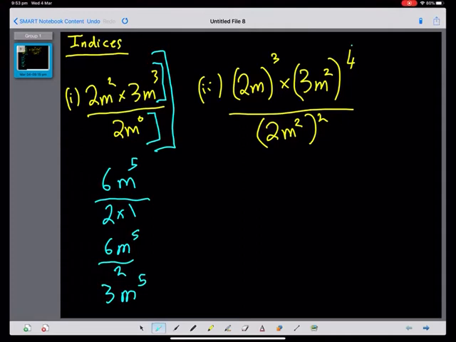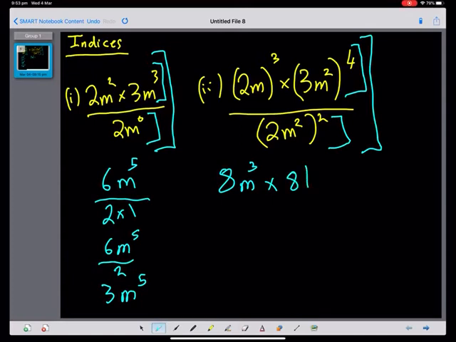Okay, so let's apply the same principle. Numerator first, then denominator, then consider the entire expression. Well, looking at the numerator then, we've got 2 times 2 times 2 is 8, m to the 3, multiplied by 3 times 3 times 3 times 3, that's 3 to the power of 4, is 81. 2 times 4 is 8. All over, we've got 2 squared is 4, m to the 4.